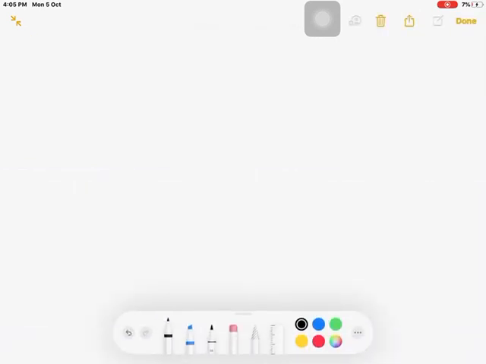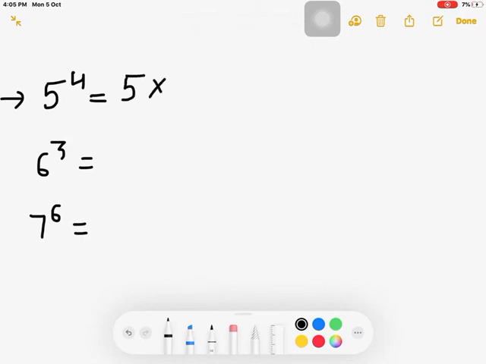Let us write some more examples. For example, 5 power 4, 6 power 3, 7 power 6. Here you can see 5 power 4. 4 is the index or exponent here. This means 5 is multiplied 4 times. Understood? 5 is multiplied how many times? 4 times.